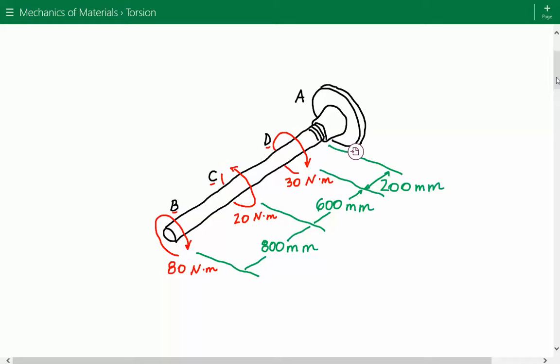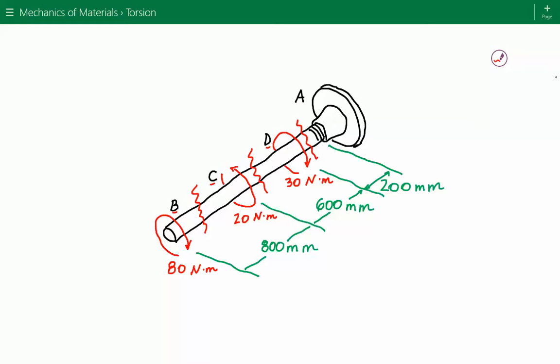And to find the internal torques, if we take a look at this figure, we have 3 concentrated torques, which tells us that the internal torque between the concentrated torques will be constant. So we'll take sectional cuts between point B and C, between point C and D, and between D and A. So we're taking sectional cuts between the locations of the concentrated torques to find our internal torques.